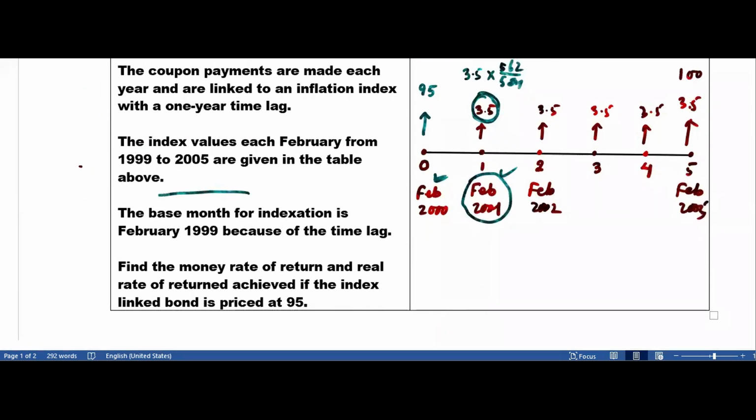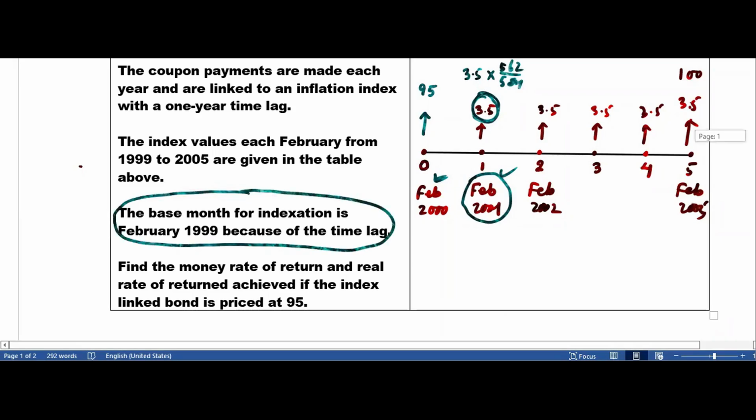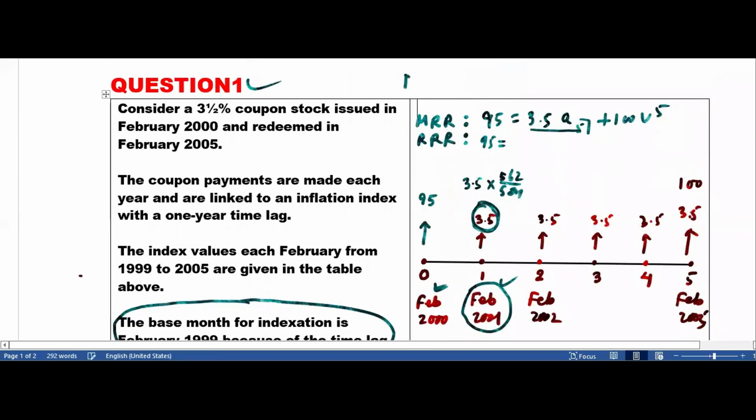Okay, you leave this one now. Because I'm talking about a bond. This is a revision. I'm not doing new stuff. I'm talking about bond, not index linked bond. Index linked bond is a different topic that I want to do today.